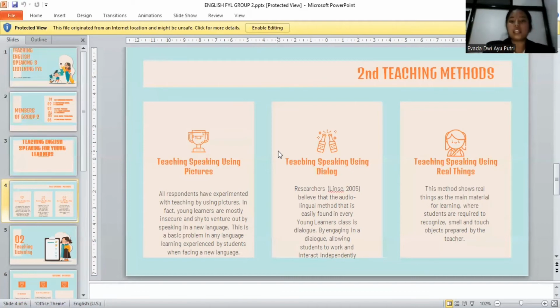The second one is teaching speaking using dialogue. Researchers Lines 2005 believe that the audiolingual method is easily found in every young learner's class, in dialogue. By engaging in a dialogue, it allows students to work and interact independently, and some explanations are reinforced by opinions of participants in the interview.